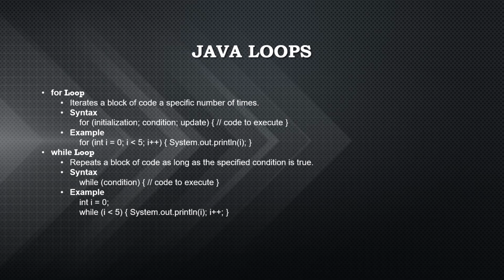Conversely, the while loop is useful when the number of iterations isn't known ahead of time, continuing as long as a condition is true. Its syntax is: while (condition) { code to execute }, and an equivalent loop to print numbers from 0 to 4 would be: int i = 0; while (i < 5) { System.out.println(i++); }. Both loops offer flexibility for different scenarios based on how you need to control the flow of your code.